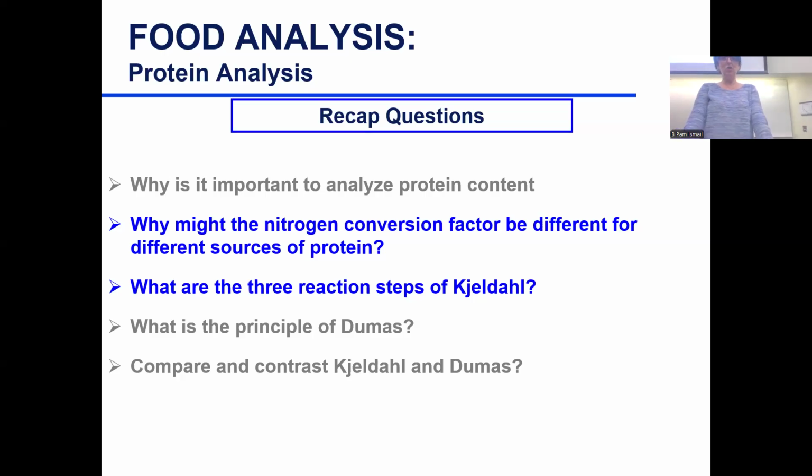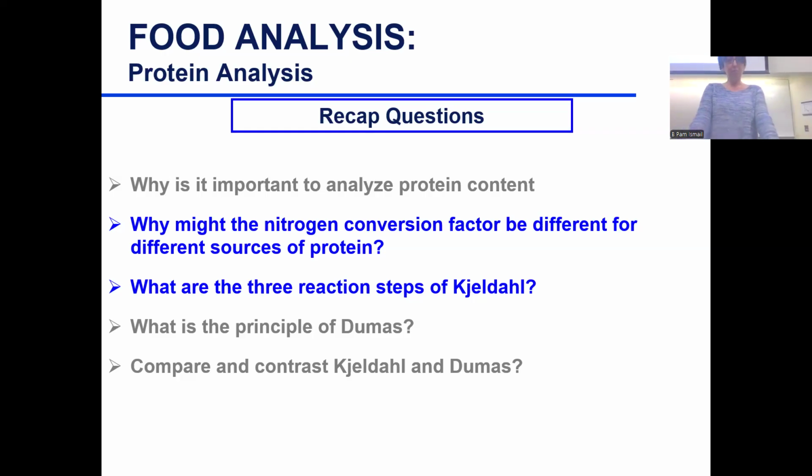Why might the nitrogen conversion factor be different for different sources of protein? Do you remember that, Mary? Different amino acid composition. Do you remember which amino acids might play a key role? Yeah, glycine. Very good. The basic amino acids have extra amine groups in their R chain, so that will cause percent nitrogen to be higher or lower in different protein sources.